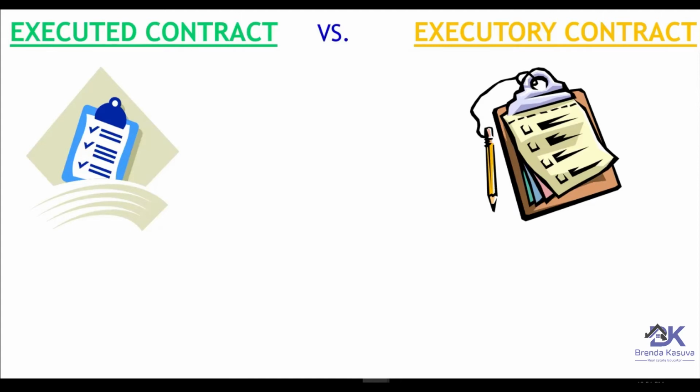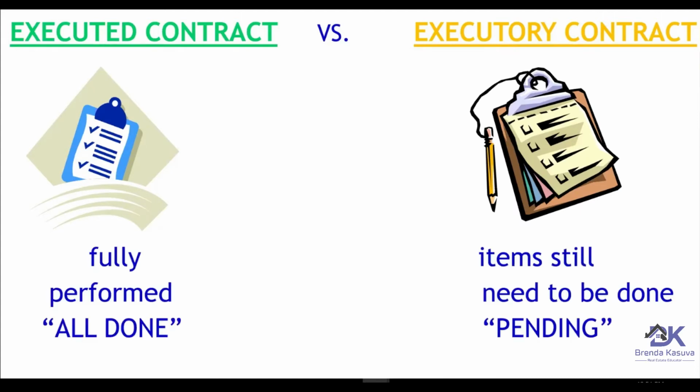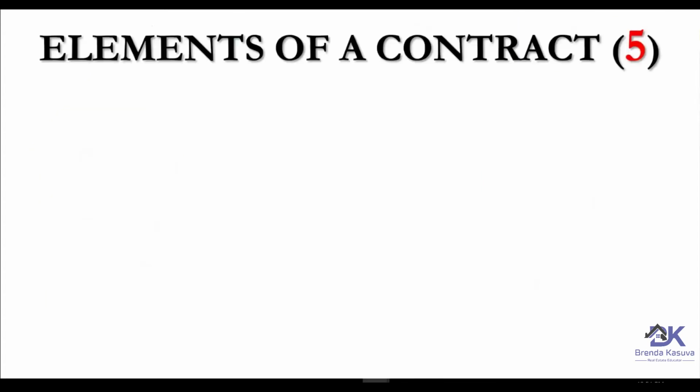Executed and executory. Executed is pretty much a contract that's already been executed, and executory is one that is in the process of being executed. Perfect. Yep. So executed, things are done. Executory, we are still pending. Good. Okay.